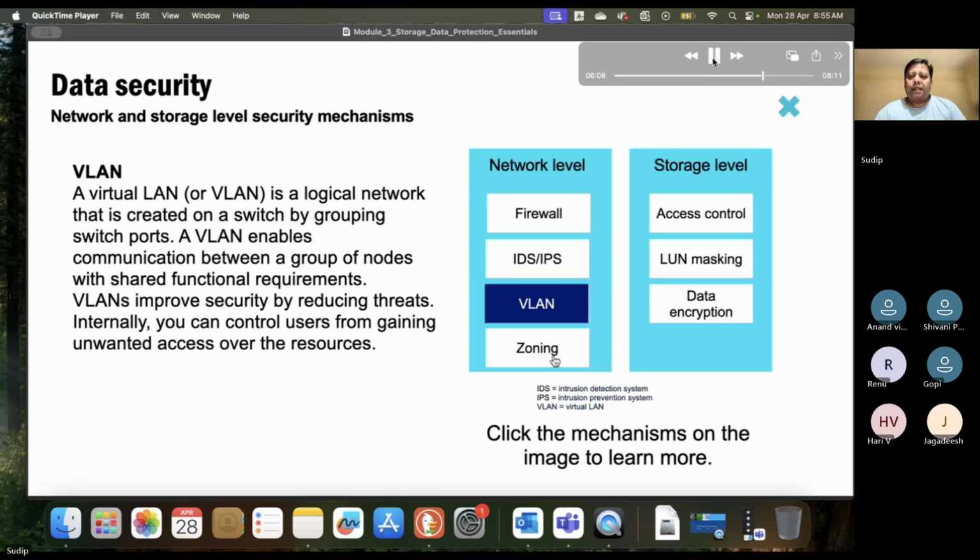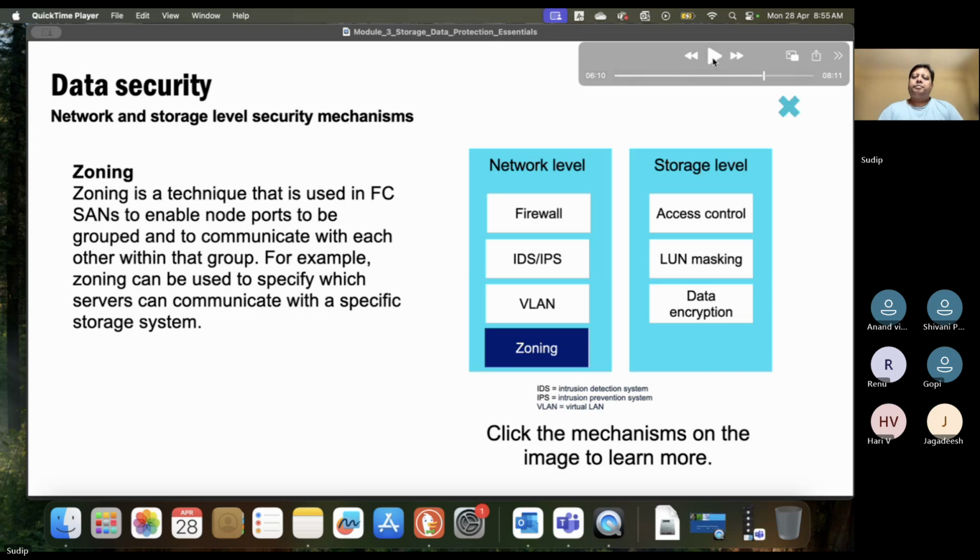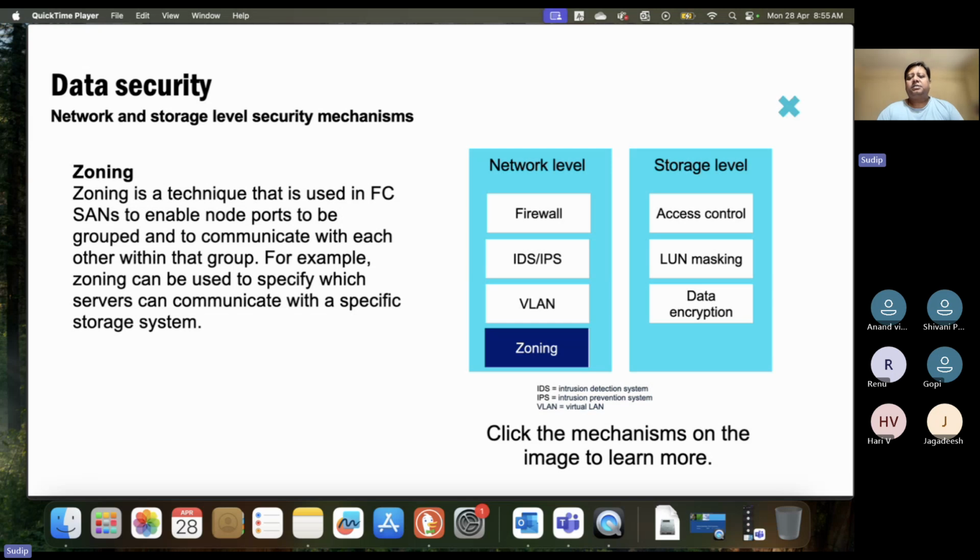In our couple of earlier classes, we understood that there are specific kinds of devices to connect SAN storages to servers, right? And there you use a separate network. It is not the Ethernet network. You use a fiber channel network, right?